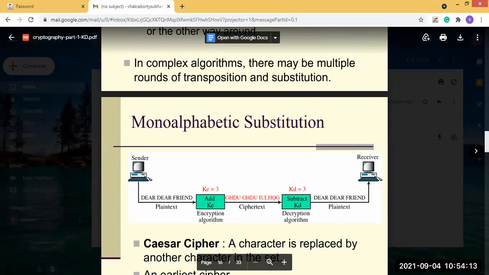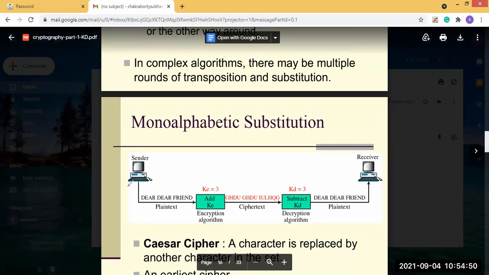So the first type of cipher that is introduced is known as the Caesar cipher. In this, a character is replaced by another character in a set. Now how can it be done? In the encryption, a character is replaced by another character. Now which character will we choose? Simple English characters, through which the encryption will be done.